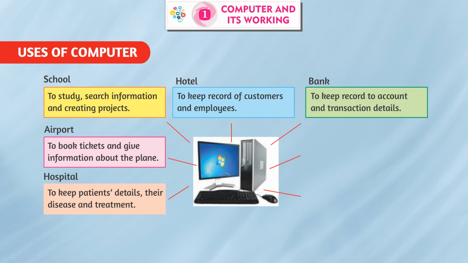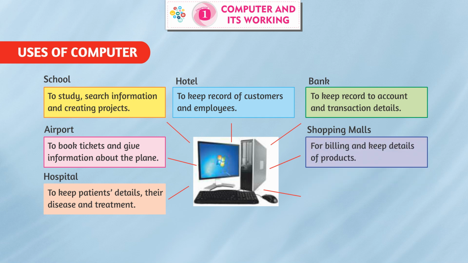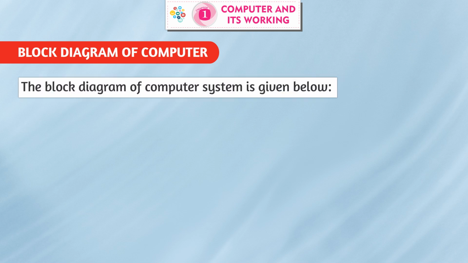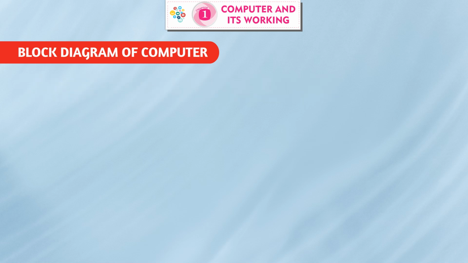Bank: to keep record of accounts and transaction details. Shopping malls: for billing and keeping details of products. Defense: to share confidential details. Block diagram of computer. The block diagram of computer system is given below.